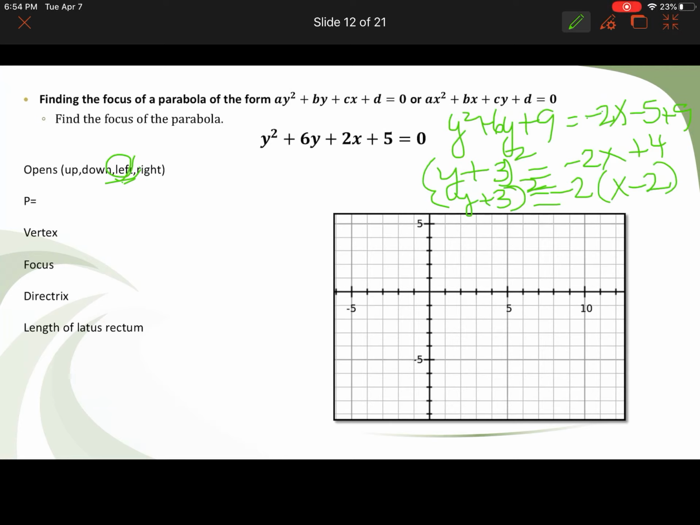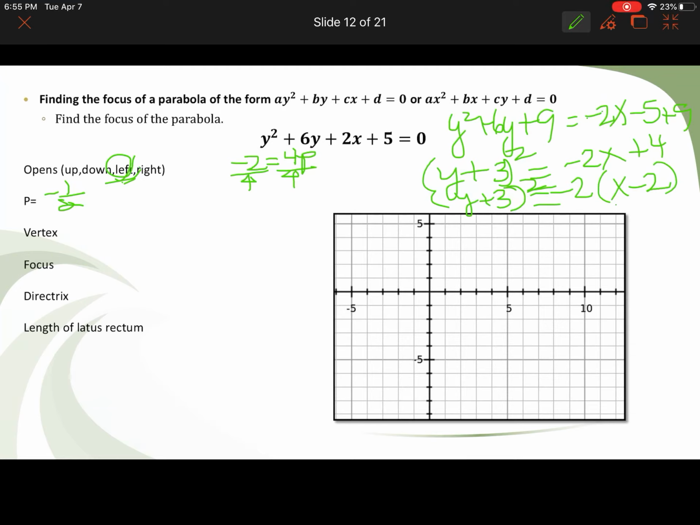So this time, what is p? What did you find for p? So I know that negative 2 equals 4p. So if I divide by 4, that gives me negative 1/2, right? So p is negative 1/2. Okay, it's okay if p is a fraction. That's perfectly fine.